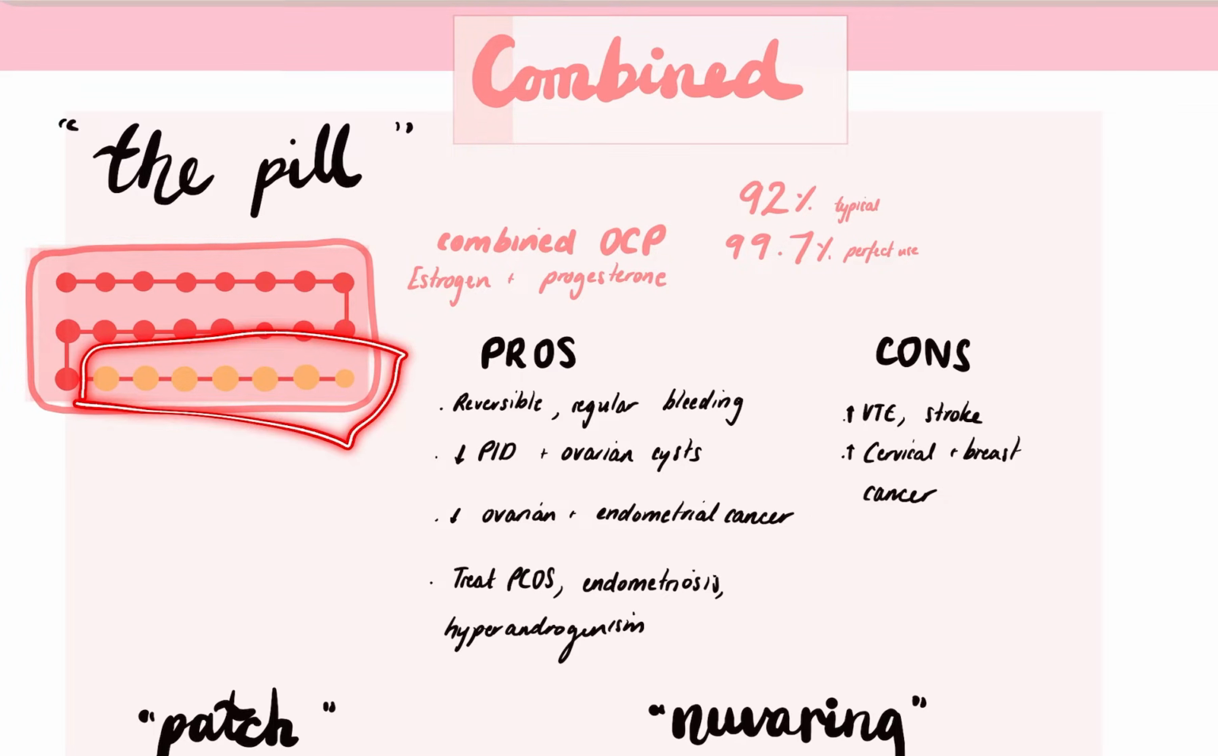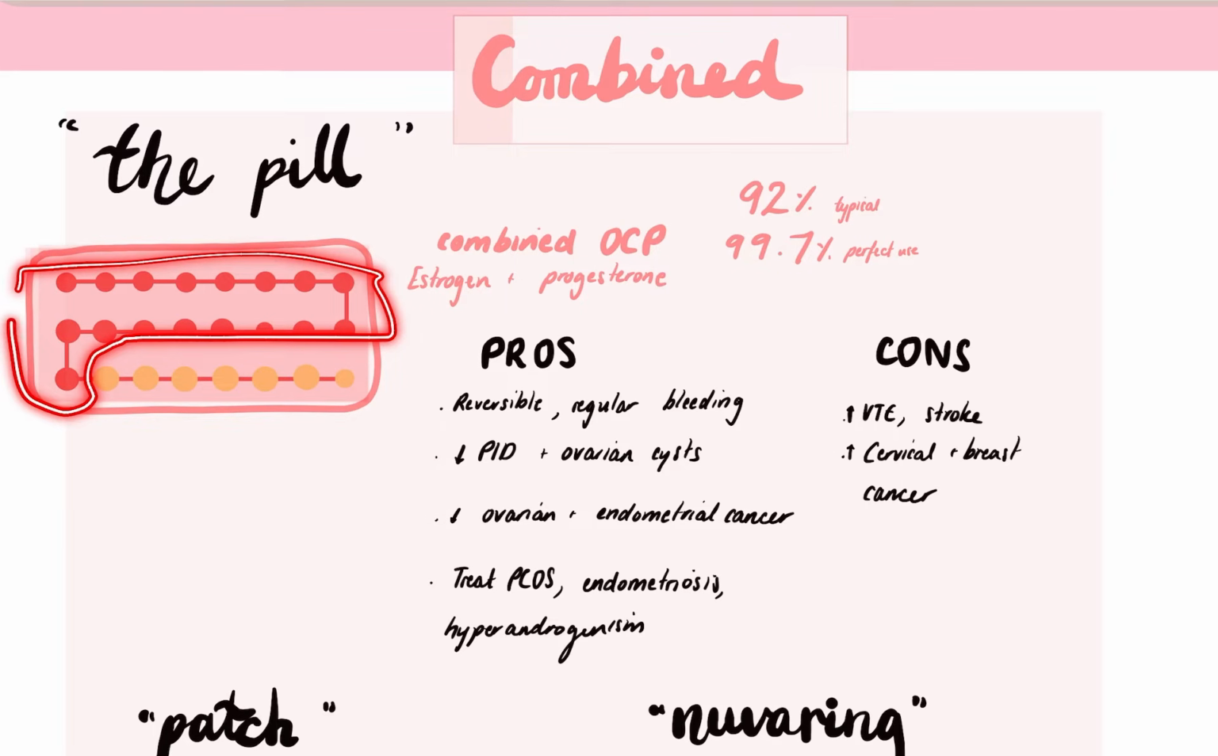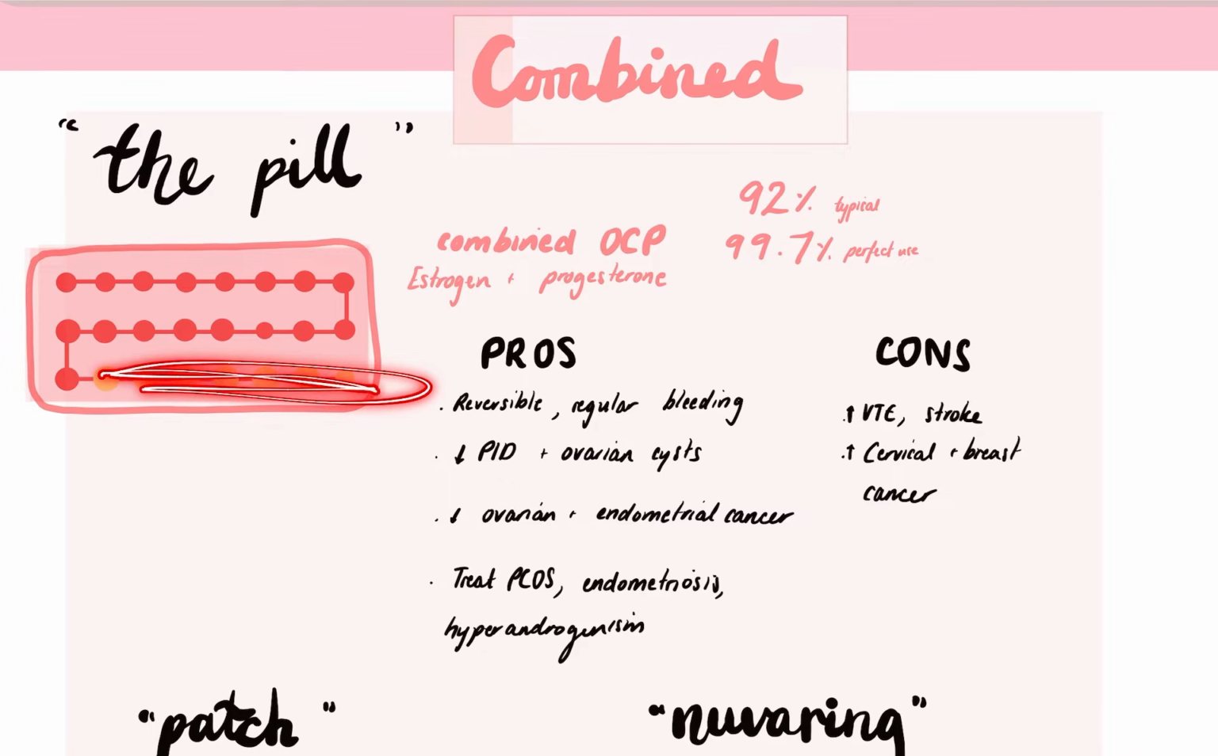So what happens is you get a withdrawal bleed, and you can predict these bleeds. You know that they will happen when you're on your sugar pills. Another great thing is that if you really wanted to, you can actually use the active pills back to back, so not take your sugar pills, and that means you can completely skip your periods altogether, although it does mean that you might experience some breakthrough bleeding.